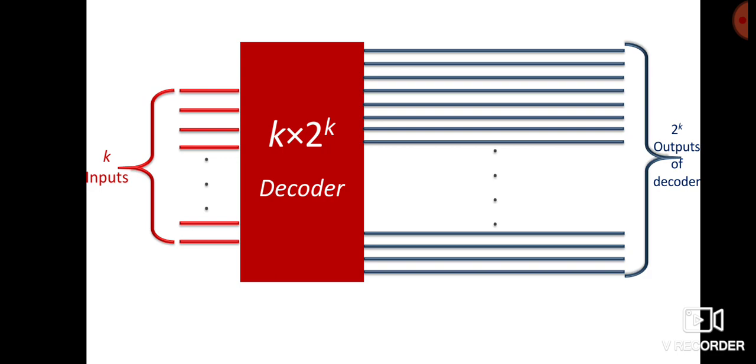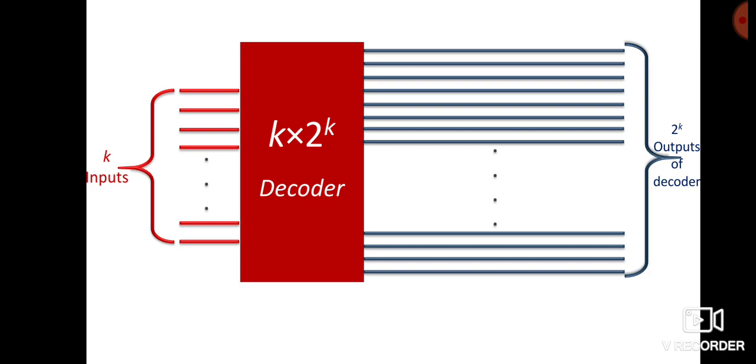Let's say I'm talking about a 3 cross 8 decoder. A 3 cross 8 decoder can address 8 different addresses, and those 8 addresses will be recognized by these 3 input bits only. Similarly here, if I have taken a k cross 2 raised power k decoder, the total number of different memory locations is 2 raised power k, and these memory locations will be addressed by the k bits available at the inputs. So this is the address decoder.